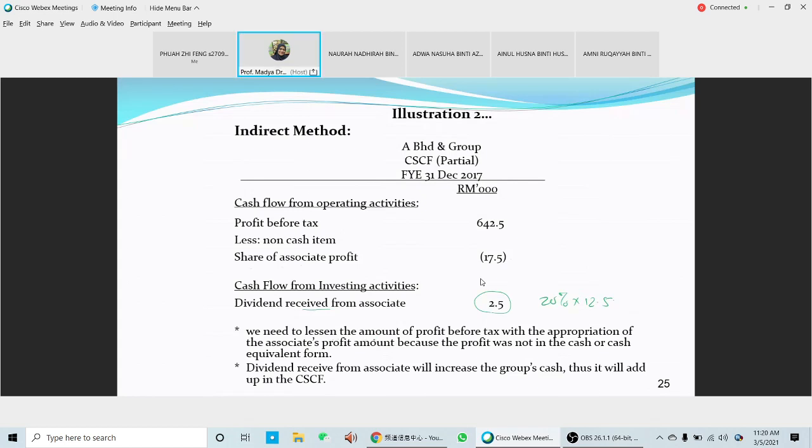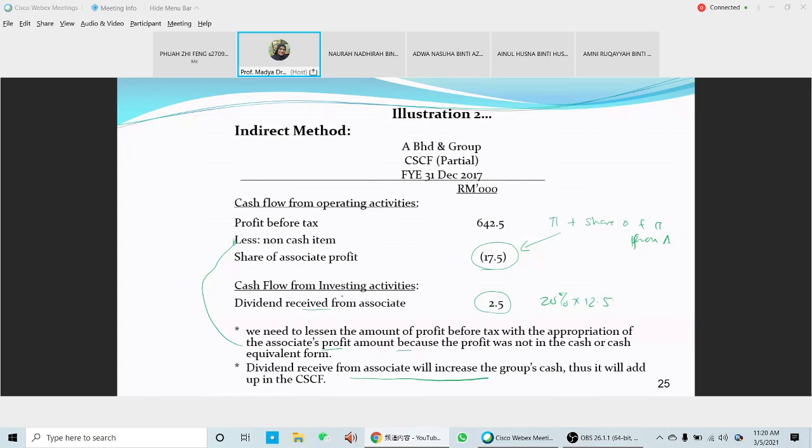Okay, we need to reduce the amount of profit before tax by the share of the associate's profit, because the profit is not cash. So we need to adjust this amount, because the share of profit from associate is not a cash item. When we make the adjustment here, we need to minus it because it's not related to cash. Dividend received from associate will increase the group cash. Thus, we will add it up as a segment of cash flow.